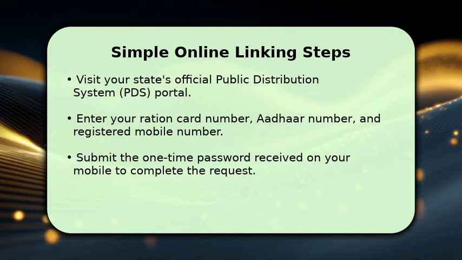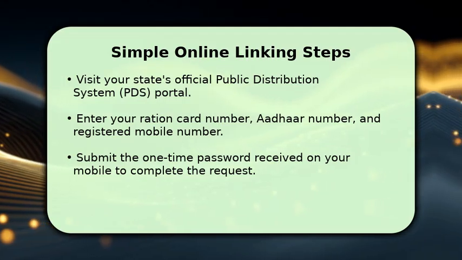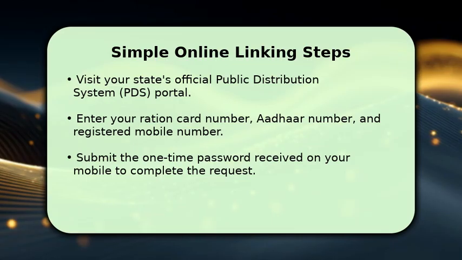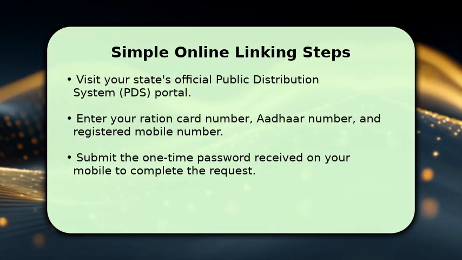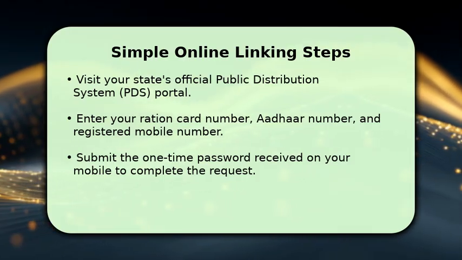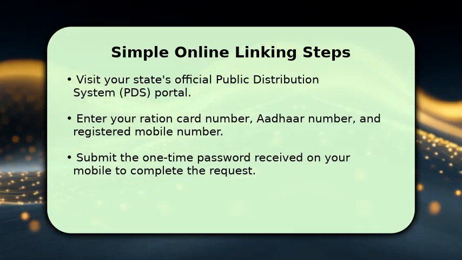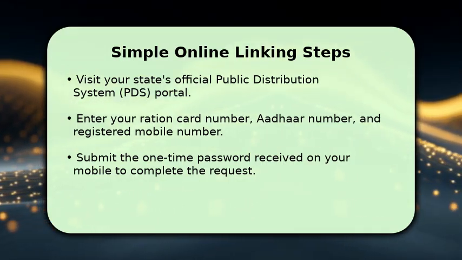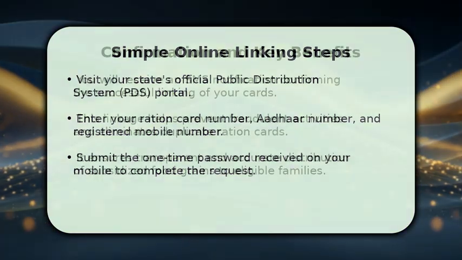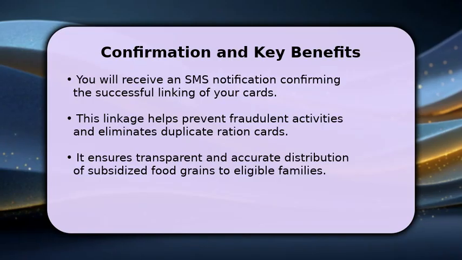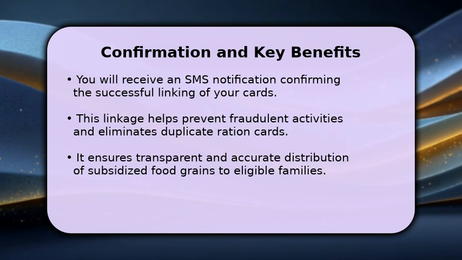Now let's go through the online steps. First, navigate to your specific state's public distribution system, or PDS portal. Look for the option to link Aadhar with your ration card. You will then be prompted to enter your ration card number, followed by your Aadhar number and your registered mobile phone number. After entering these details, a one-time password will be sent to your mobile. Enter this 6-digit code on the portal to submit your linking request.